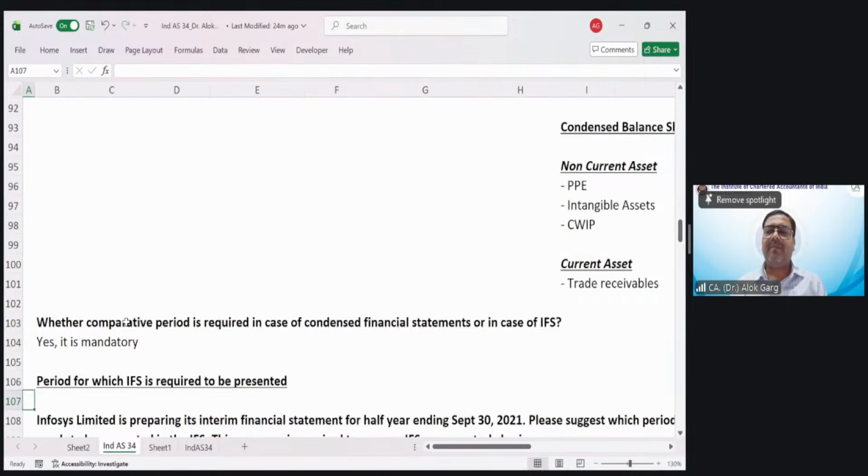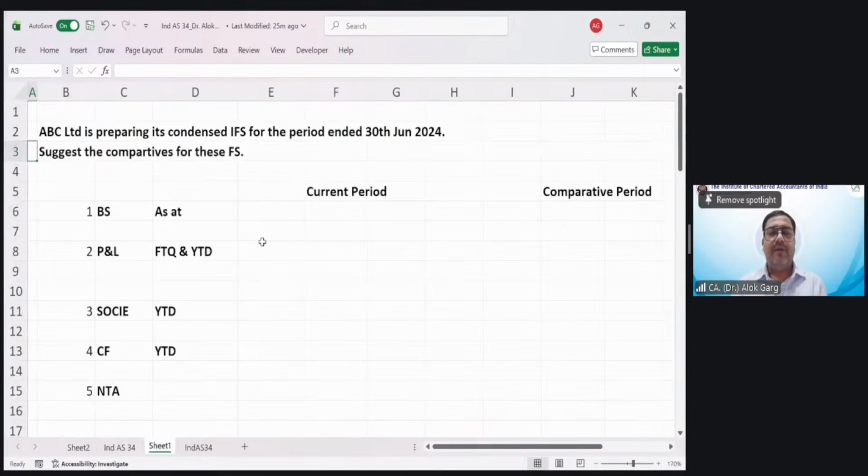Now, whatever we have discussed so far, we have understood with a real life example, the difference between the full set of financial statement and the condensed set of financial statement. My dear friends, now we need to understand that if a company is preparing the interim financial statement, what are the comparative periods required? Let's discuss with the help of an example.